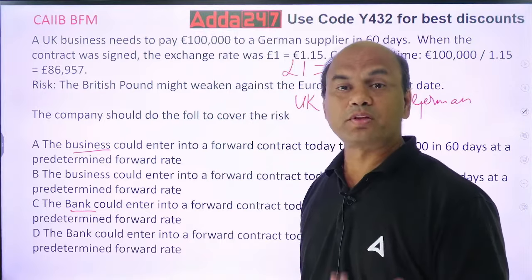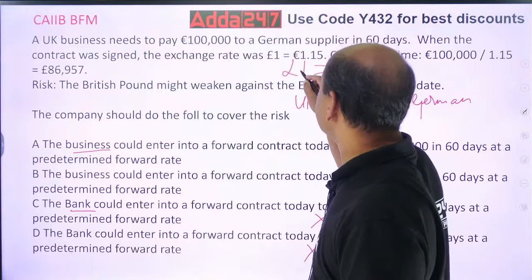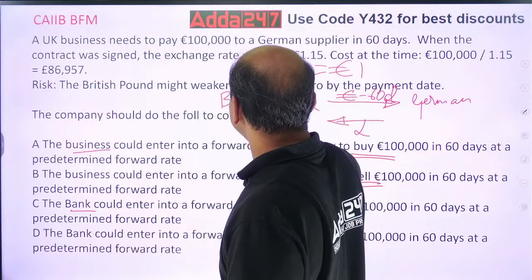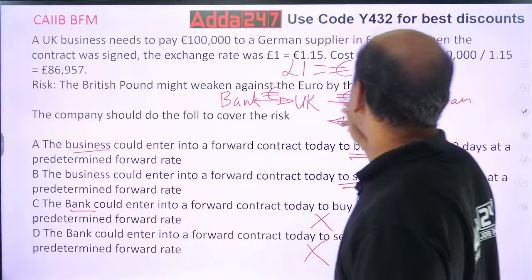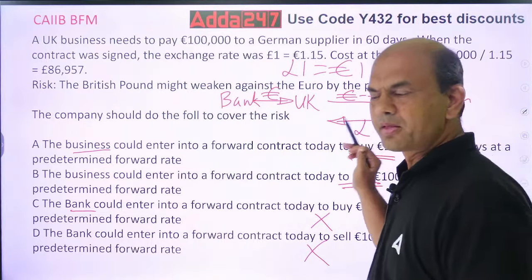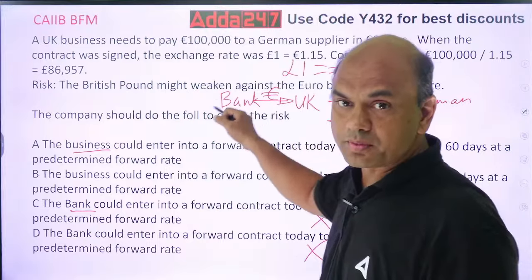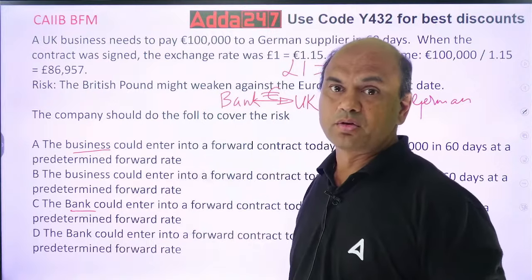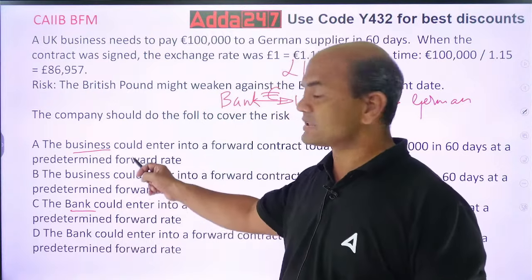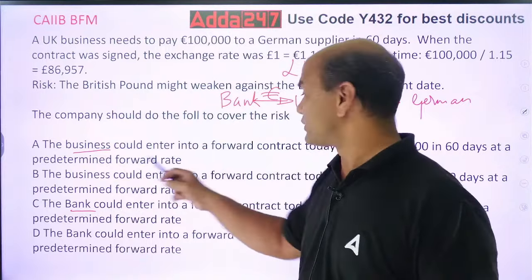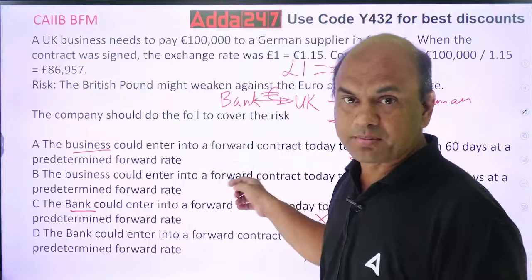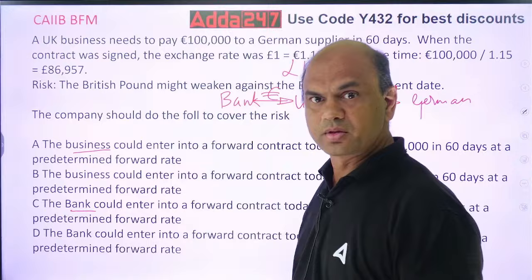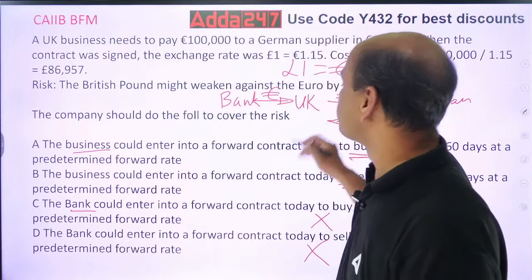And what will happen? I'll get the euros from the bank. Bank will give me euros. And these euros I'll give to the German party. So I am the customer, I'll be buying euros from the bank, but the bank will be selling euros to me. Always remember, it's a reverse transaction whenever you think from the customer's angle. Here the option is given for the business, for the customer. So that's why it's a buying. If it would have been the bank, the bank will be selling. Got it? So this is the option.